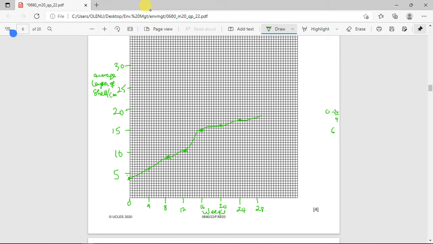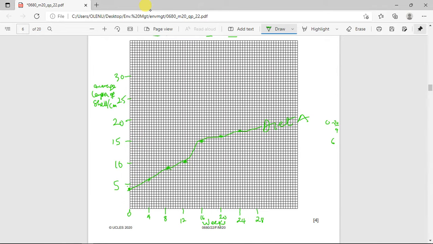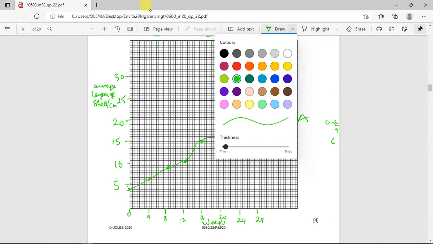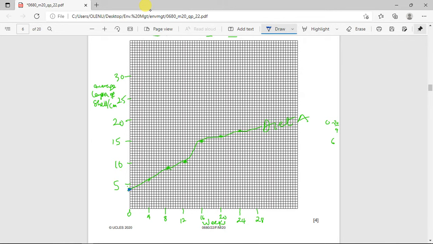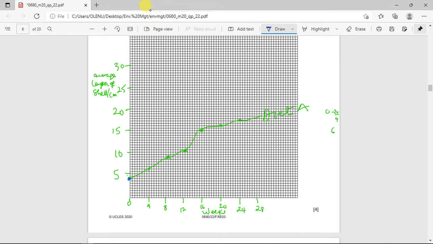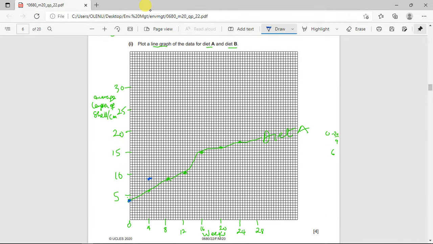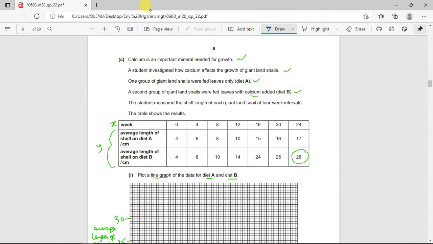Now this is for diet A. So we are also meant to plot for diet B, and for diet B also start at 4. 0 is still 4, so let me use a different marker pen color to do that. So diet B is still 4 at 0. Then at 4, B is 8, which is this. Now at 8, B is 10.